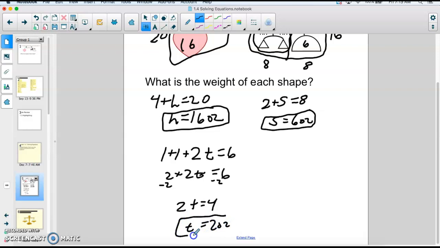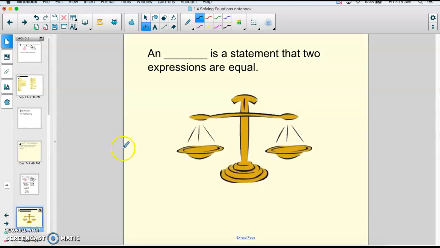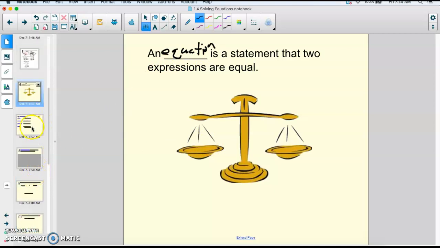So just something to get your brain going as far as making the scale be equal, and that's really what we're talking about today. An equation is a statement that 2 expressions are equal, and we talked about this a little bit yesterday in our warm-up, right? An equation is a statement that 2 expressions are equal. It's like a scale, you have to keep things balanced.